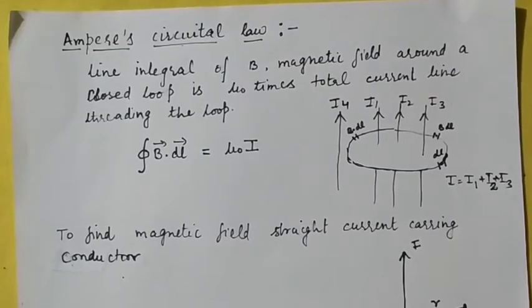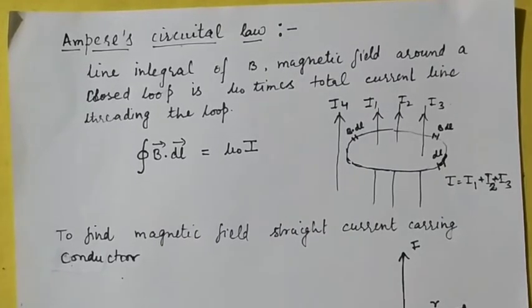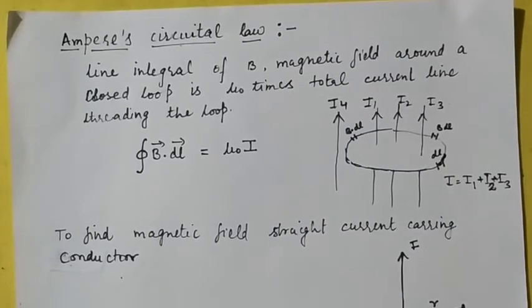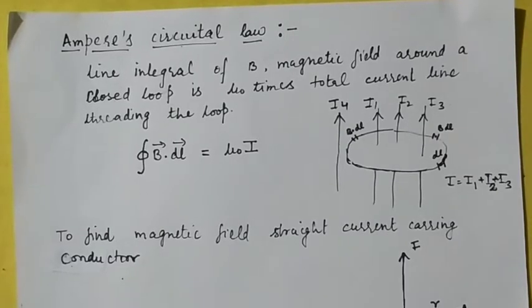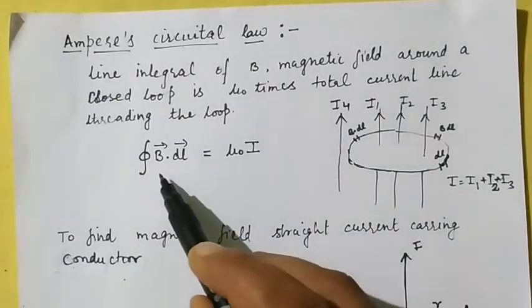In this video, we will discuss Ampere's circuital law. According to this law, the line integral of a magnetic field around a closed loop is equal to mu naught times the total current threading this loop. So mathematically we will write it like this.